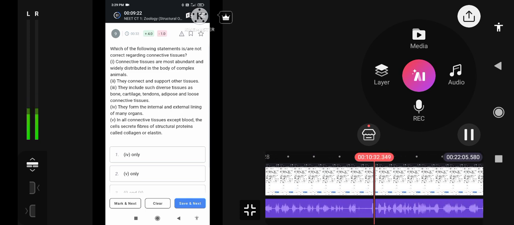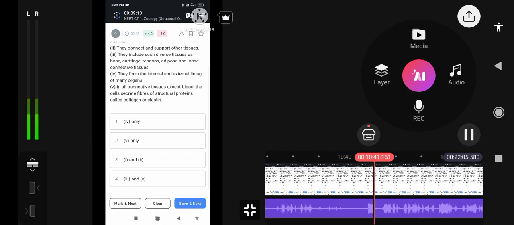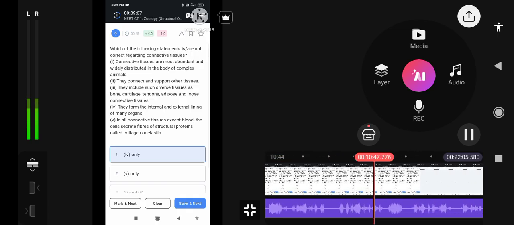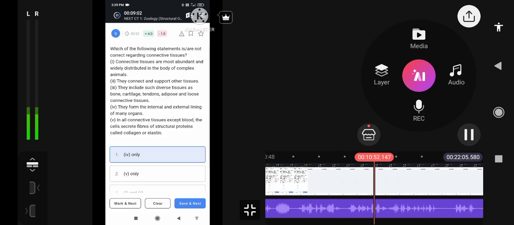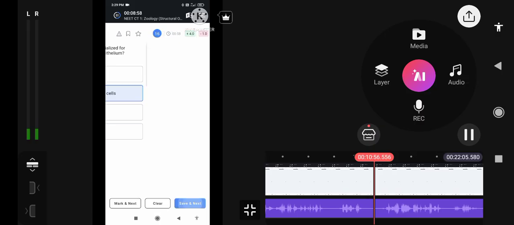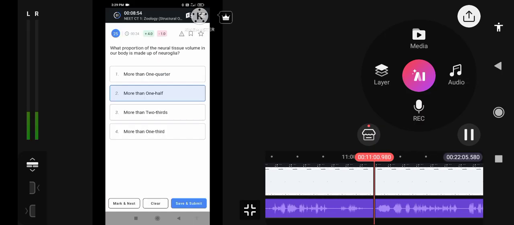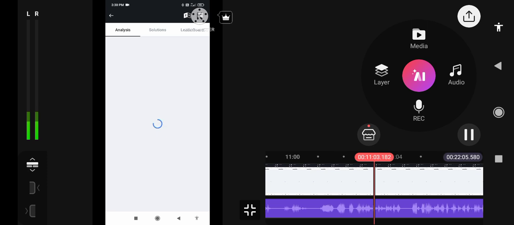Correct. They form the internal and external lining of many organs. Internal and external lining of many organs? What? No, no, that is done by epithelium. So 4 is the only option, if I see. The fourth option is also saying about different options. So the first option is my correct answer, which represents 4. Here are the options given and my answer.